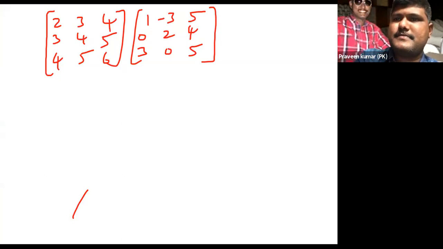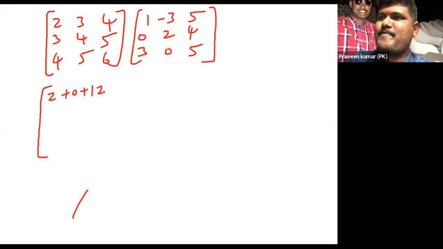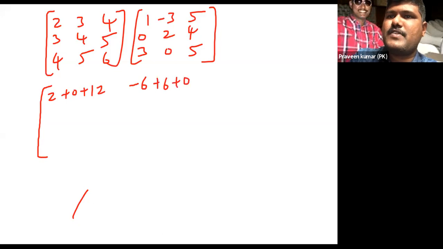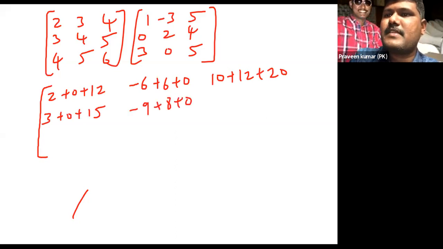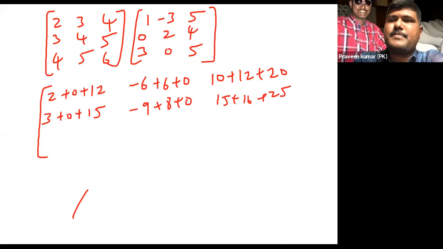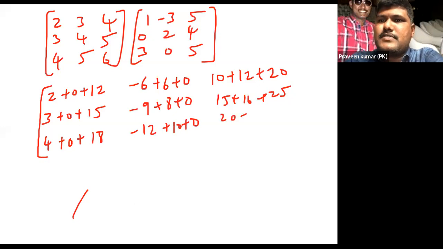Correct answer, correct answer. You like maths, that's why I'm going fast. 2 1s are 2 plus 3 is 0, 4 3s are 12. Very good. 2 3s are minus 6 plus 3 2s are 6 plus 4 is 0. 2 5s are 10, 3 4s are 12, 4 5s are 20. 3 1s are 3, 4 0s are 0, 5 3s are 15. Minus 9 plus 8 plus 0. 15 plus 16 plus 25. Correct, Prashant. Correct, Rohit. 4 1s are 4, 5 0s are 0, 6 3s are 18. 4 3s are minus 12, 4 2s are 10, 6 0s are 0. 4 5s are 20, 5 4s are 20, 6 5s are 30.